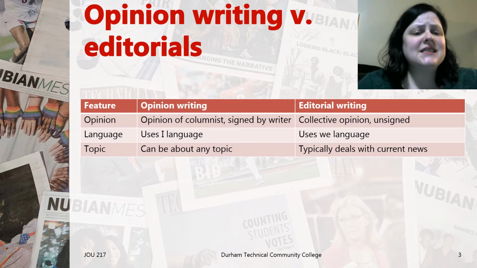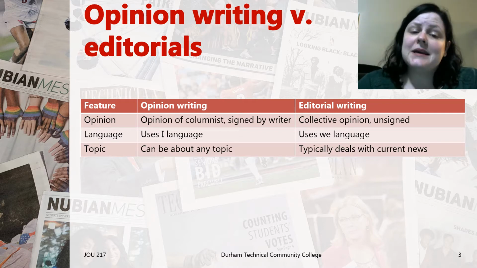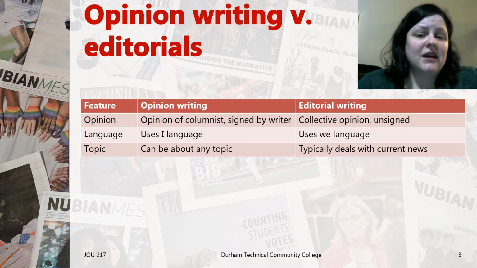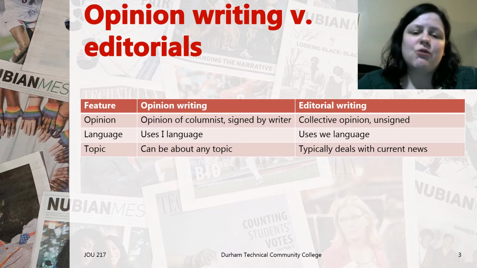Editorial writing is quite similar to opinion writing, except for 3 main differences. First, opinion writing is the opinion of the individual columnist, signed with the columnist's name. Editorial writing, however, is presented as the collective opinion of the publication, and thus is unsigned. While opinion writing uses first-person I language, editorials use we language because they represent the whole staff of the publication. And finally, while opinion writing can cover any number of topics, editorials typically deal with current news.